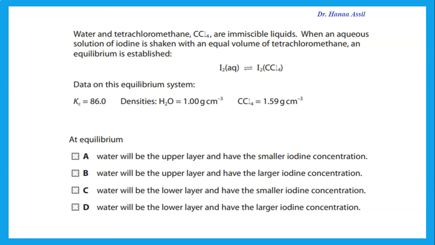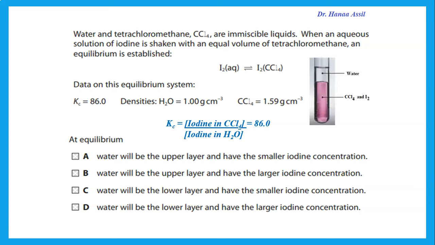Water and tetrachloromethane are immiscible liquids. When an aqueous solution of iodine is shaken, an equilibrium is established. So some of the iodine dissolves in water and some of it dissolves in the carbon tetrachloride. And we have the densities. Of course, the Kc is the concentration of the product over concentration of reactants, and we are being told that the Kc is 86. Now, if we're talking about densities, remember it is given that the density of water is less than the density of carbon tetrachloride, and that means the carbon tetrachloride will be the bottom layer.